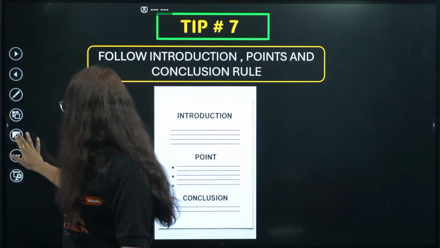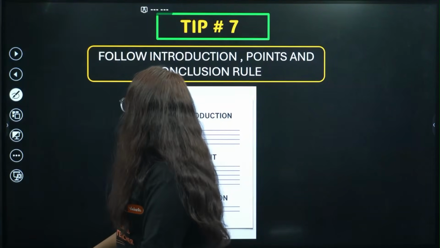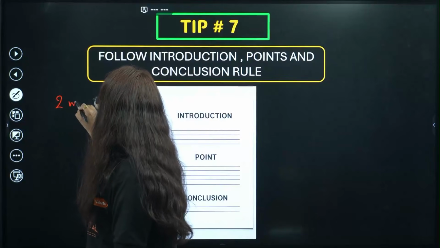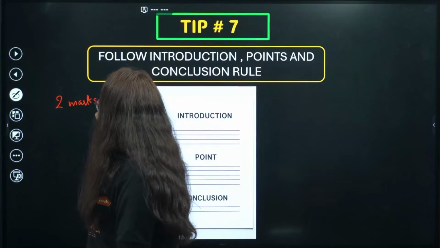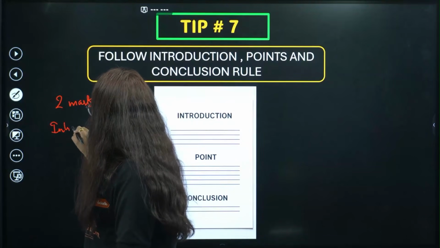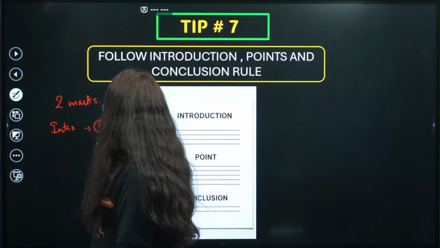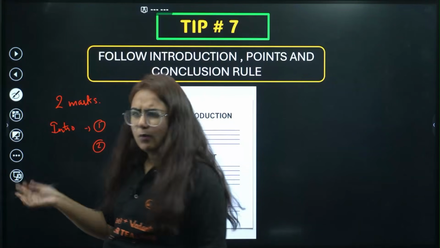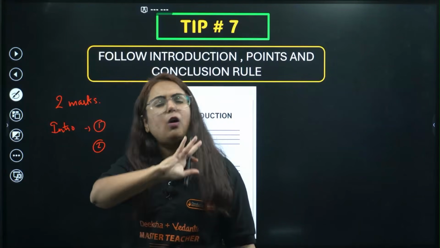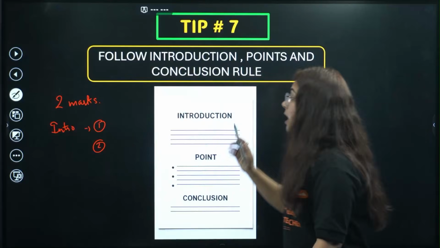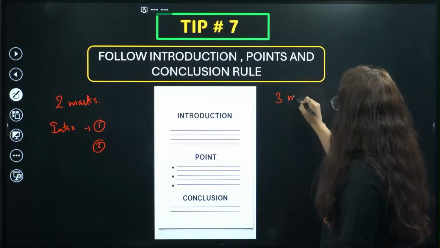How to do this? Let me tell you. For example, you have a question for 2 marks. How many marks? 2 marks. Okay. I would suggest go with an intro, point number 1, point number 2. If you want a conclusion, then you can write it, or else for a 2 marker, leave it. Focus more on 3 markers, right?